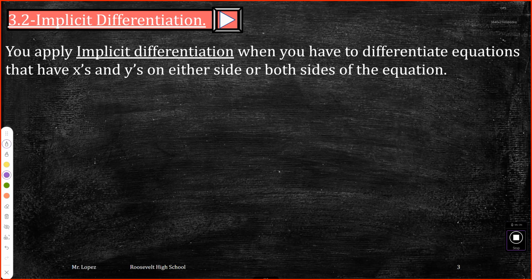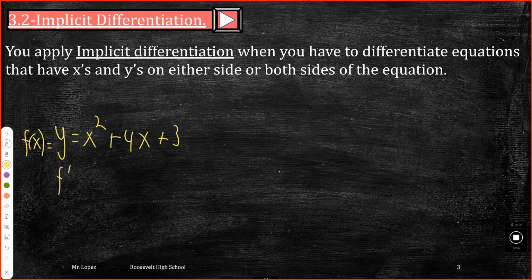Lesson 3.2, implicit differentiation. So we've been working with what? With functions like y equals, say, x squared plus 4x plus 3. That is a quadratic equation. You can apply the power rule and take the derivative of something like this because it is a function. So y equals f of x. So you can just say f prime of x is equal to 2x plus 4, because it is a function.